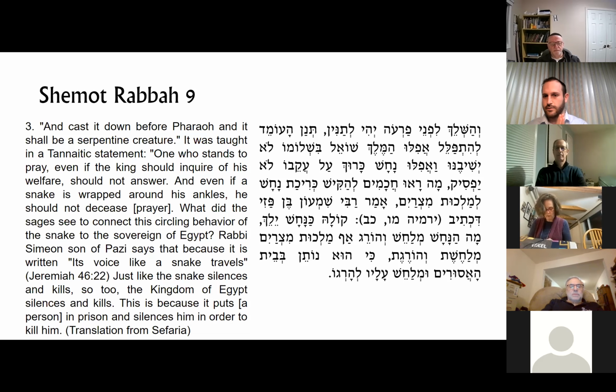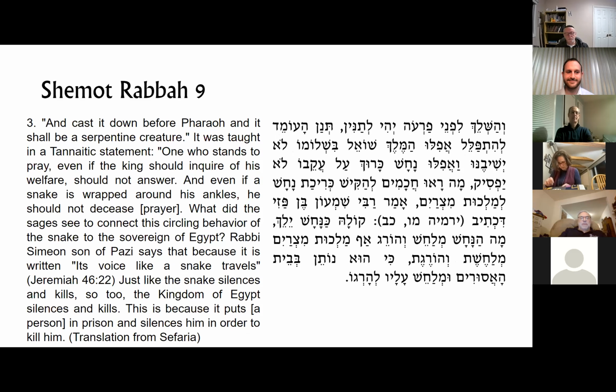So now we're looking at the Midrash. The question is why this Tanin? Somebody like to take it from the second line? Okay, I'll do it. And cast it down before Paro, and it shall be a serpentine creature. It was taught in a Tanaitic statement, one who stands to pray, even if the king should inquire of his welfare, should not answer. And even if a snake is wrapped around his ankles, he should not cease prayer.